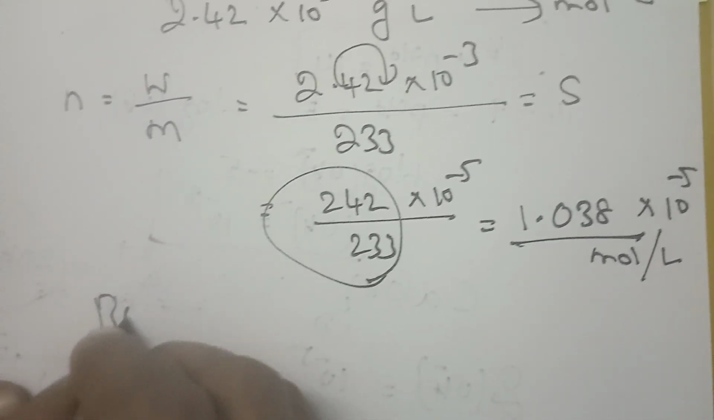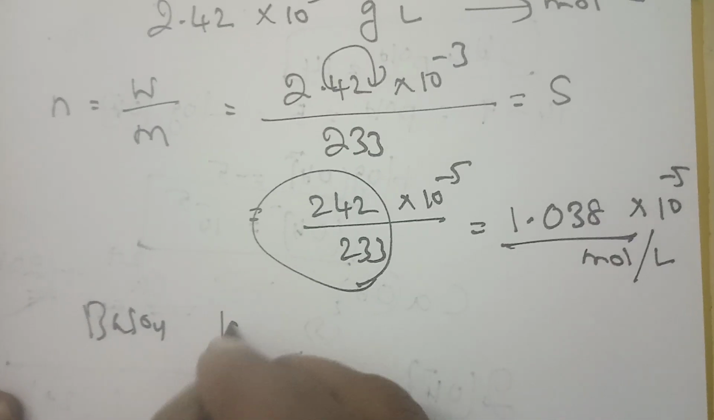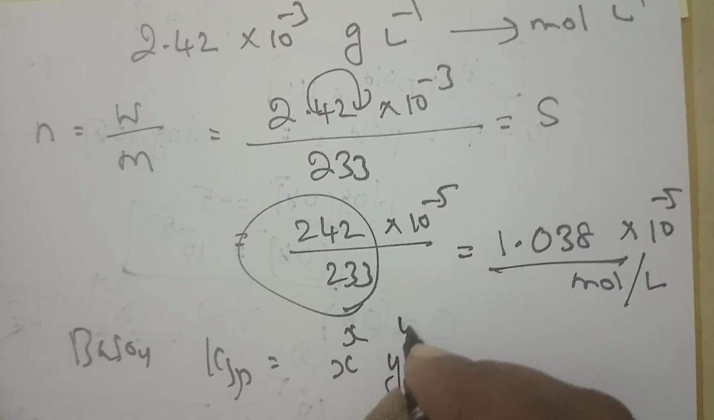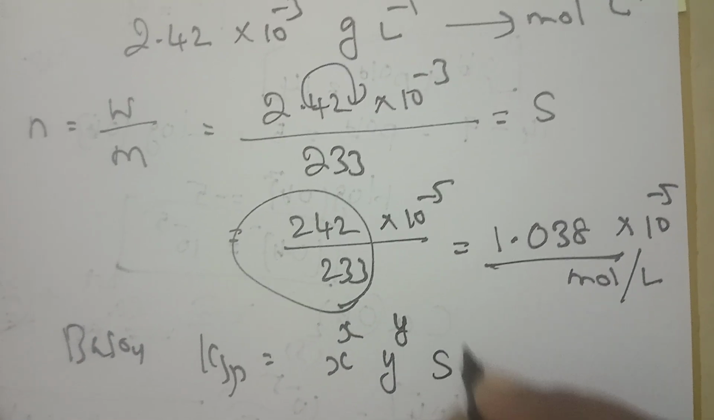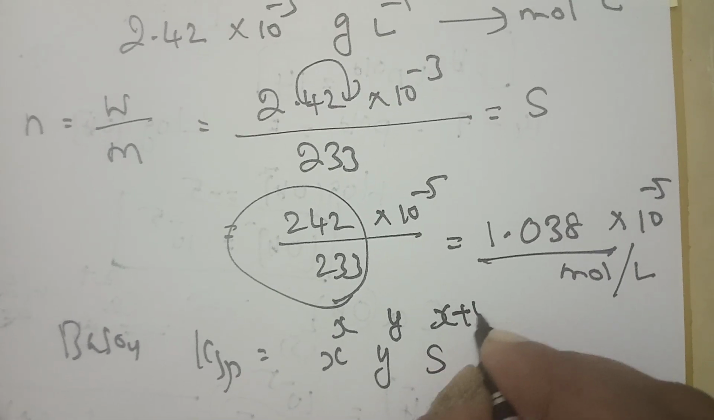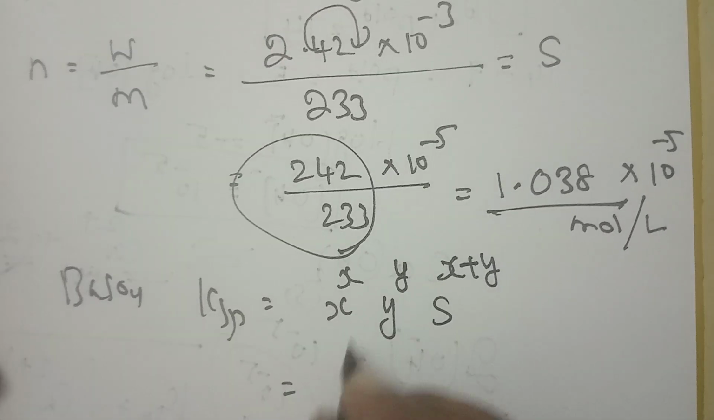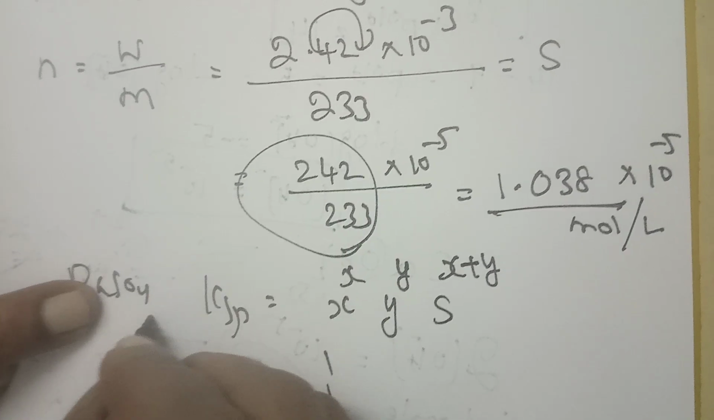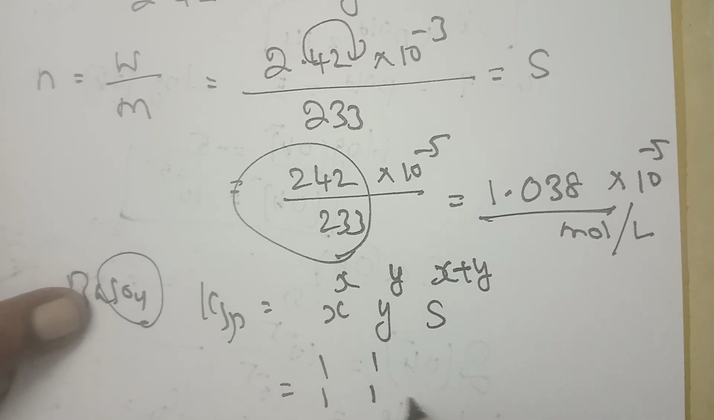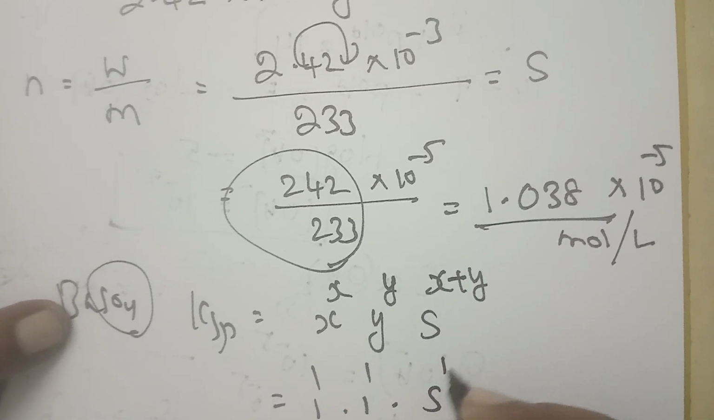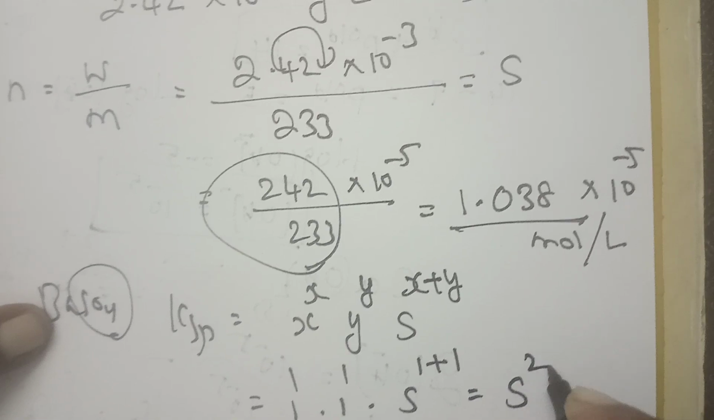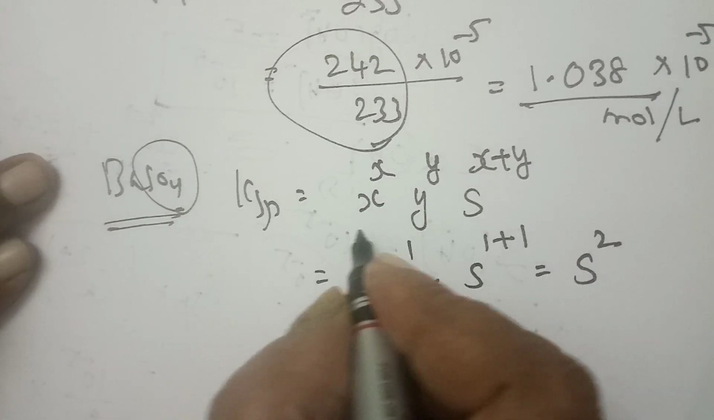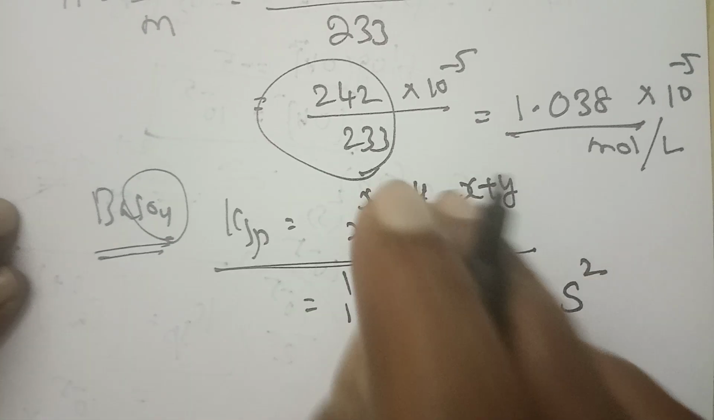Now in barium sulfate the solubility product formula is x to the power of x, y to the power of y, and then s to the power of x plus y. This is the formula. Now write: 1 to the power of 1 for the barium ion, this is x, 1 to the power of 1 for sulfate, this is y, and then s to the power of 1 plus 1. So what you are getting is s squared. So this is the short formula to find out the solubility product.